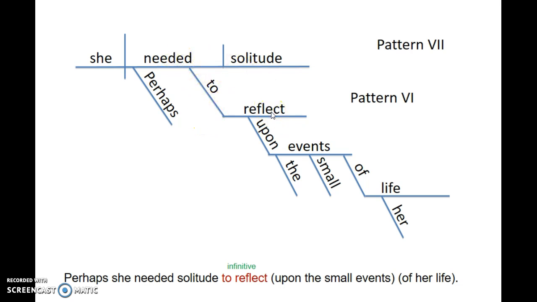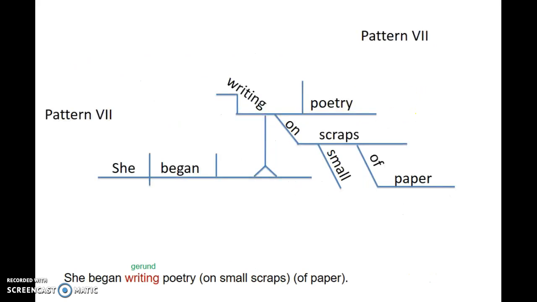The infinitive is diagrammed the same way as a preposition. So you have your to on the slant. Instead of a noun, you have the verb on the horizontal. And then she's reflecting what? On the small events of her life. So those two prepositional phrases are diagrammed below. So we have pattern 7 for our main sentence, and then we need to address the verbal. She, again, is the implied subject that's working with the verb reflect, which is an action verb with no direct object. So subject plus intransitive verb is pattern 6.